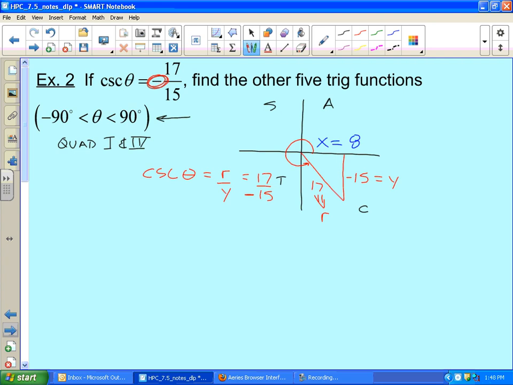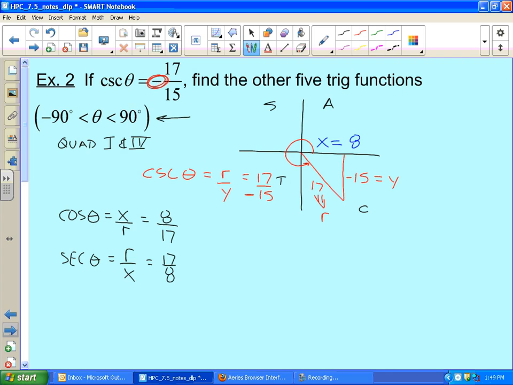All right. Well, let's put them together. So let's start with cosine. Cosine of theta is equal to x over r. And in our problem, our x is 8 and 8 over r of 17. And then just below it, let's put the reciprocal function. So secant is the reciprocal of cosine, so we switch them: r over x, or 17 over 8.